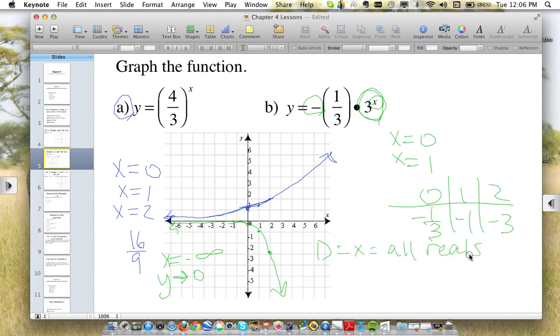All right, now let's talk about the range. Well, the range for example A, right, this is the y values. Well, we can see that y is all positive, so y is greater than 0. That's the range for the first example. Now for example B, notice that our y values are all negative. So the range would be the y values saying less than 0.